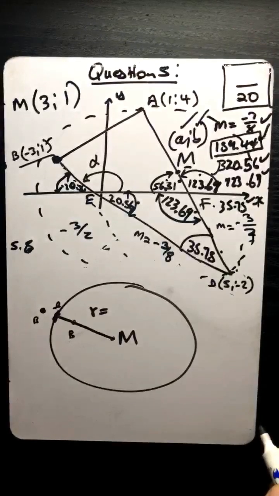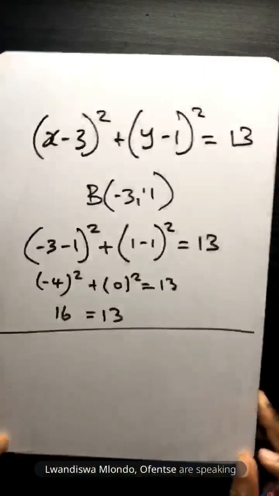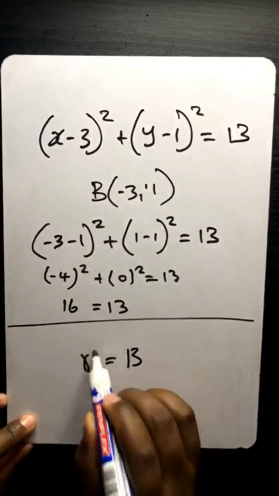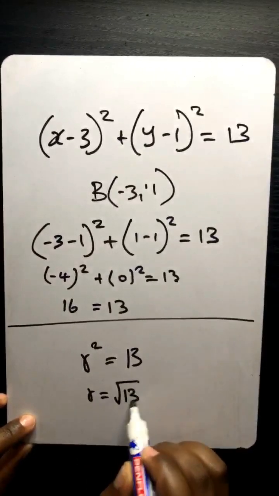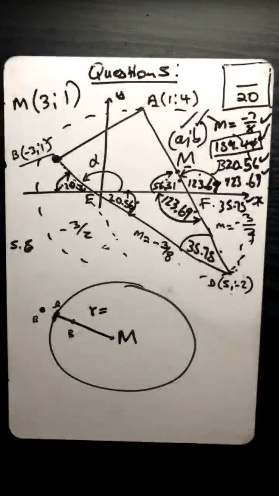Yes, sir. What is it? 13, sir. 13. Root 13. Yay. Bantu bakiti 13, it's r squared. But the radius is the square root of 13. Can you see? So be careful of that.